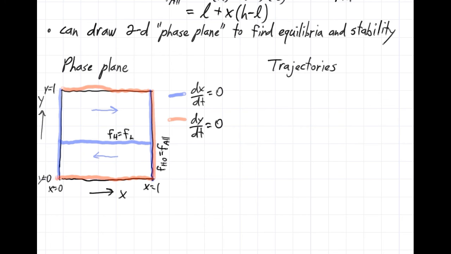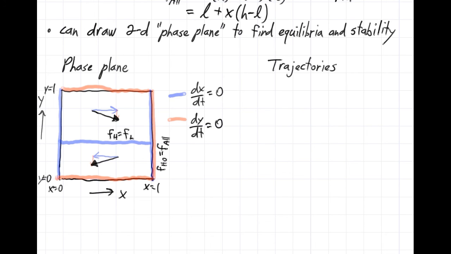On the other hand, y, within this square, is always changing in the same direction. It's always decreasing. It's decreasing in this region, and it's still decreasing in this region. And so the net direction of motion in each of these regions is the vector sum of these directions. So in the top region, it's down and to the right, and in the bottom region, it's down and to the left.